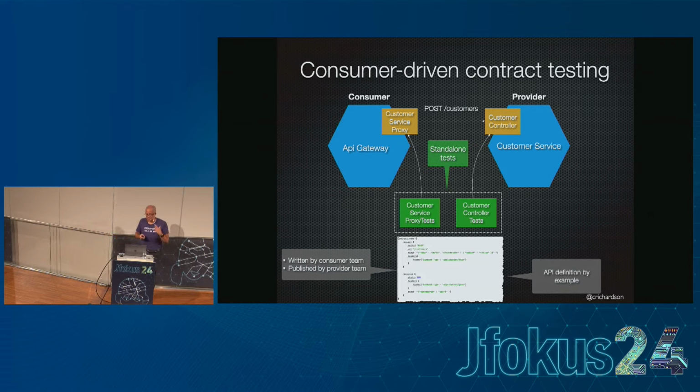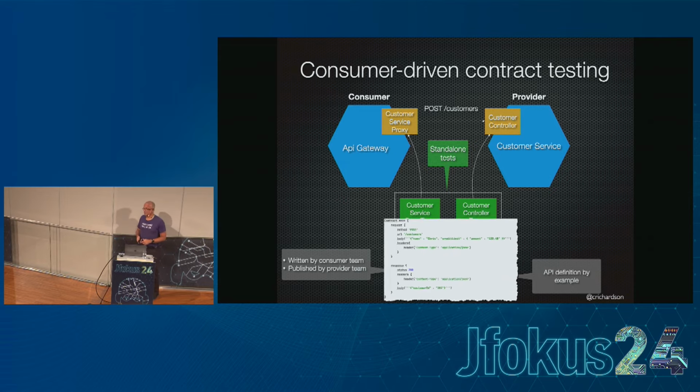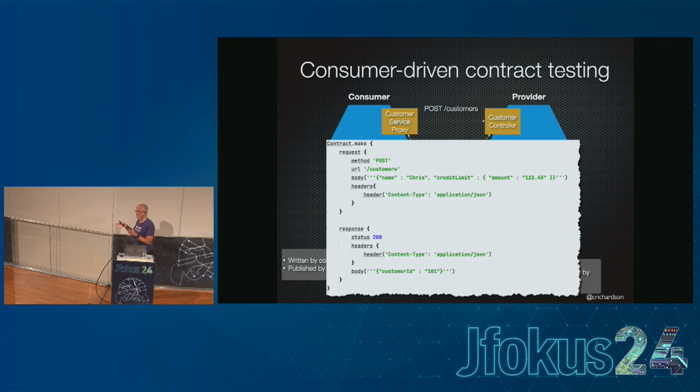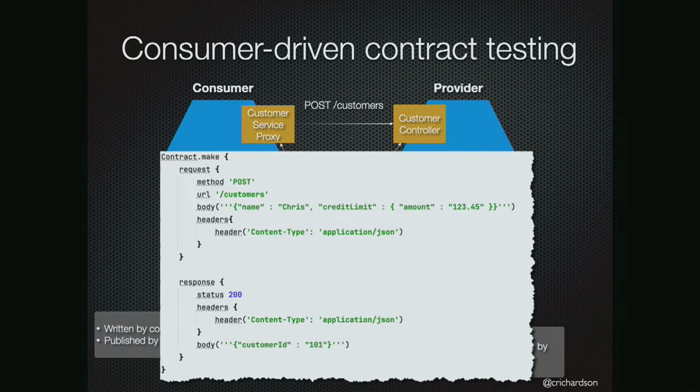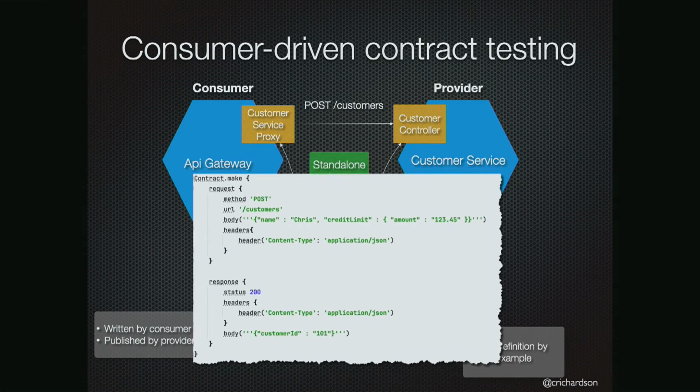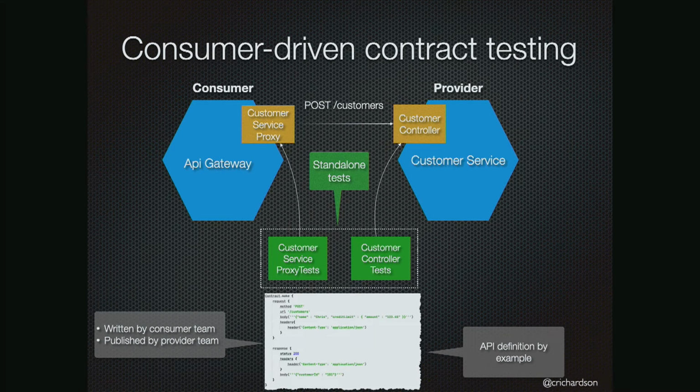The consumer team, the API gateway team, write these contracts, which are example HTTP request-response pairs that actually define the API gateway's view on what the customer service's API looks like. And then there's a kind of workflow. They're actually written by the API gateway team, given to the customer service team, who then publish them so that the API gateway team can use them in their deployment pipeline.